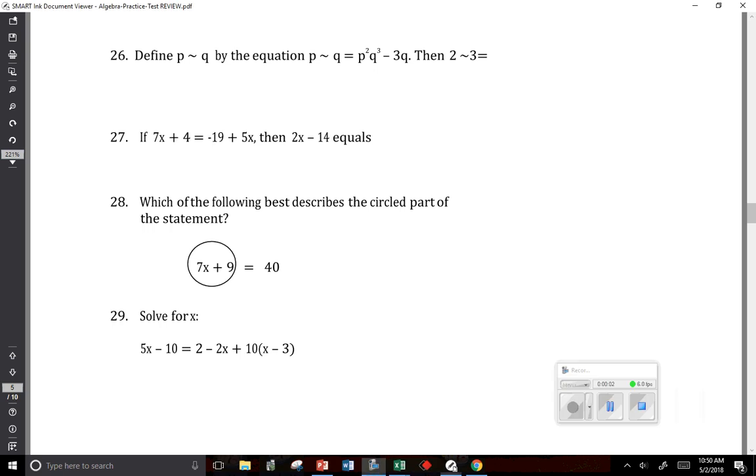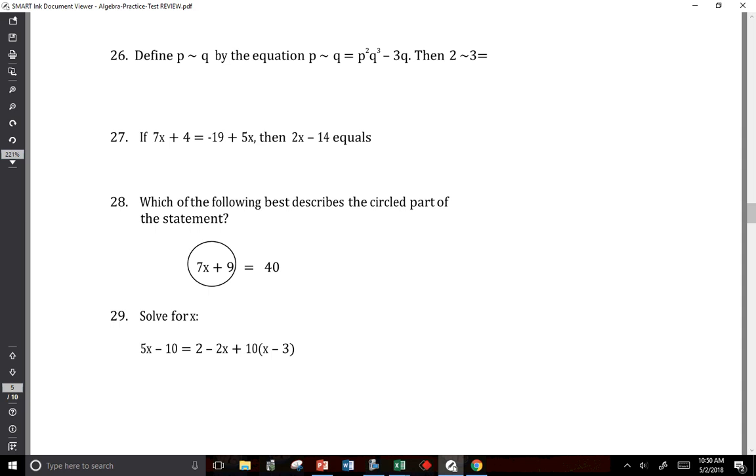Okay, number 26. To find p squiggly q, by the equation, it's equal to p squared q cubed minus 3q. Then 2 squiggly 3 would be equal to what? So what is that telling us to do? I mean, 2 and p are the same, and 3 and q are the same.